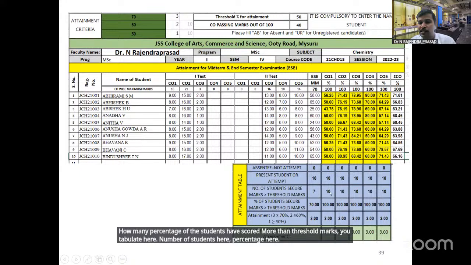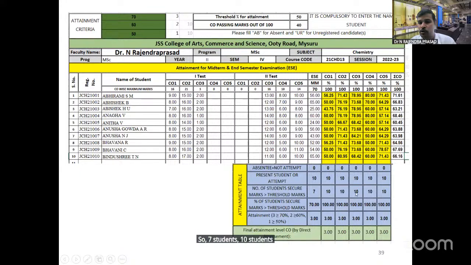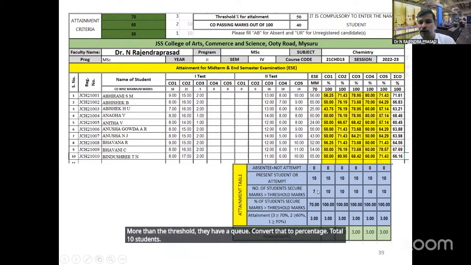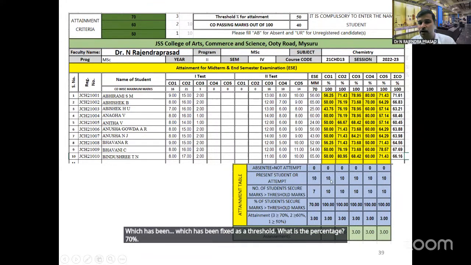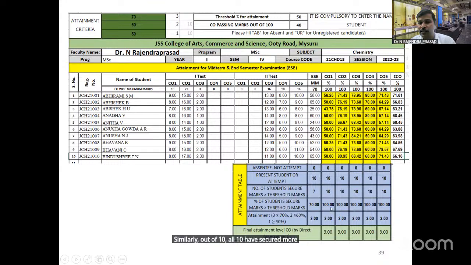So 7 students out of 10 have scored more than the threshold they have secured. Convert that to percentage. Total 10 students, out of 10, only 7 have secured more than 40 marks, which has been fixed as the threshold. What is the percentage? 70%. Similarly, out of 10, all 10 have secured more than 50%, 100%, 100%, 100%, 100%, like this.